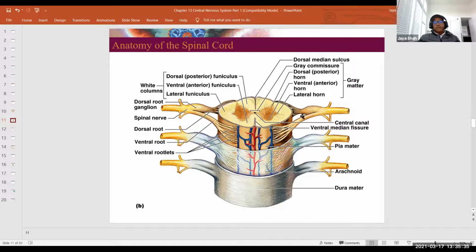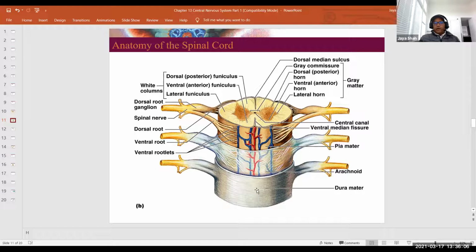So this is the dorsal root ganglia, ventral root, and when they combine, we call them spinal nerves. So the dorsal root and rootlets are sensory, the ventral root and rootlets are motor. And when sensory and motor mix, that becomes a spinal nerve. And that's why I said earlier, spinal nerves are mixed nerves. And these nerves again exit through the intervertebral foramina.